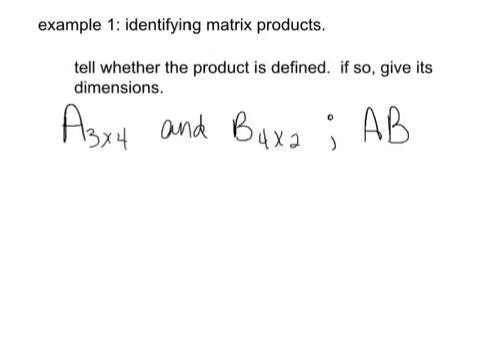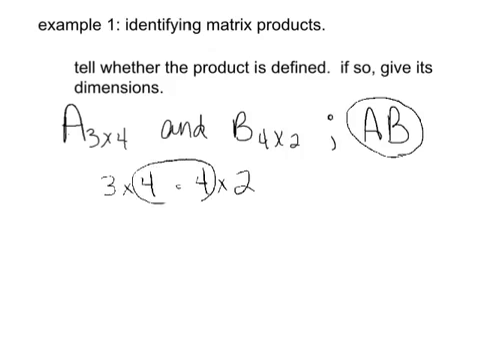Identifying matrix products. Tell whether the product is defined. If so, give its dimensions. So we have a matrix A, a matrix B. Can I multiply them together? So I have a 3 by 4 times a 4 by 2. These center numbers have to match. AB's dimensions are, and this is how we write it, a 3 by 2. The numbers that are left over.